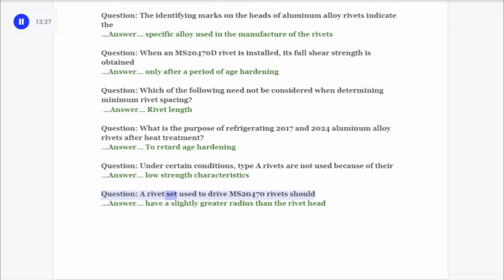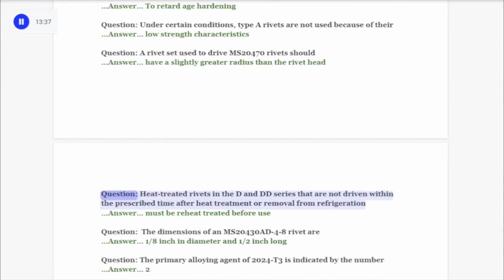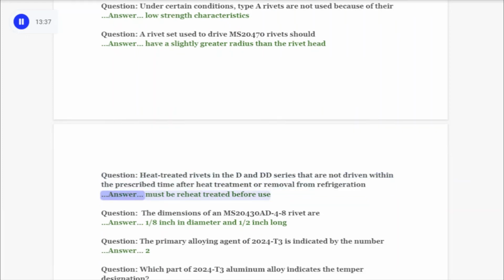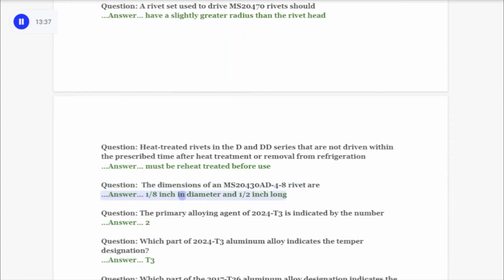Question: A rivet set used to drive MS20470 rivets should? Answer: Have a slightly greater radius than the rivet head. Question: Heat-treated rivets in the D and DD series that are not driven within the prescribed time after heat treatment or removal from refrigeration? Answer: Must be reheat treated before use. Question: The dimensions of an MS20430AD4-8 rivet are? Answer: 1/8 inch in diameter and 1/2 inch long.